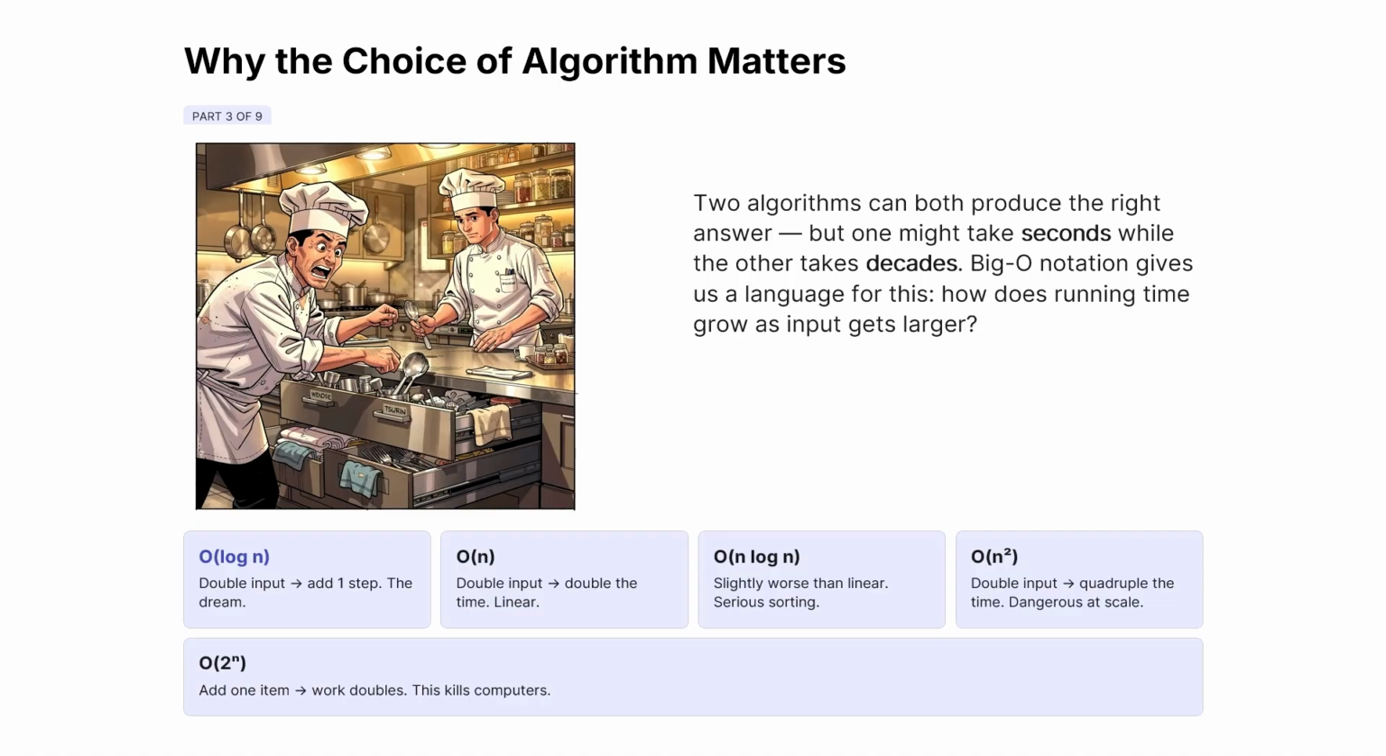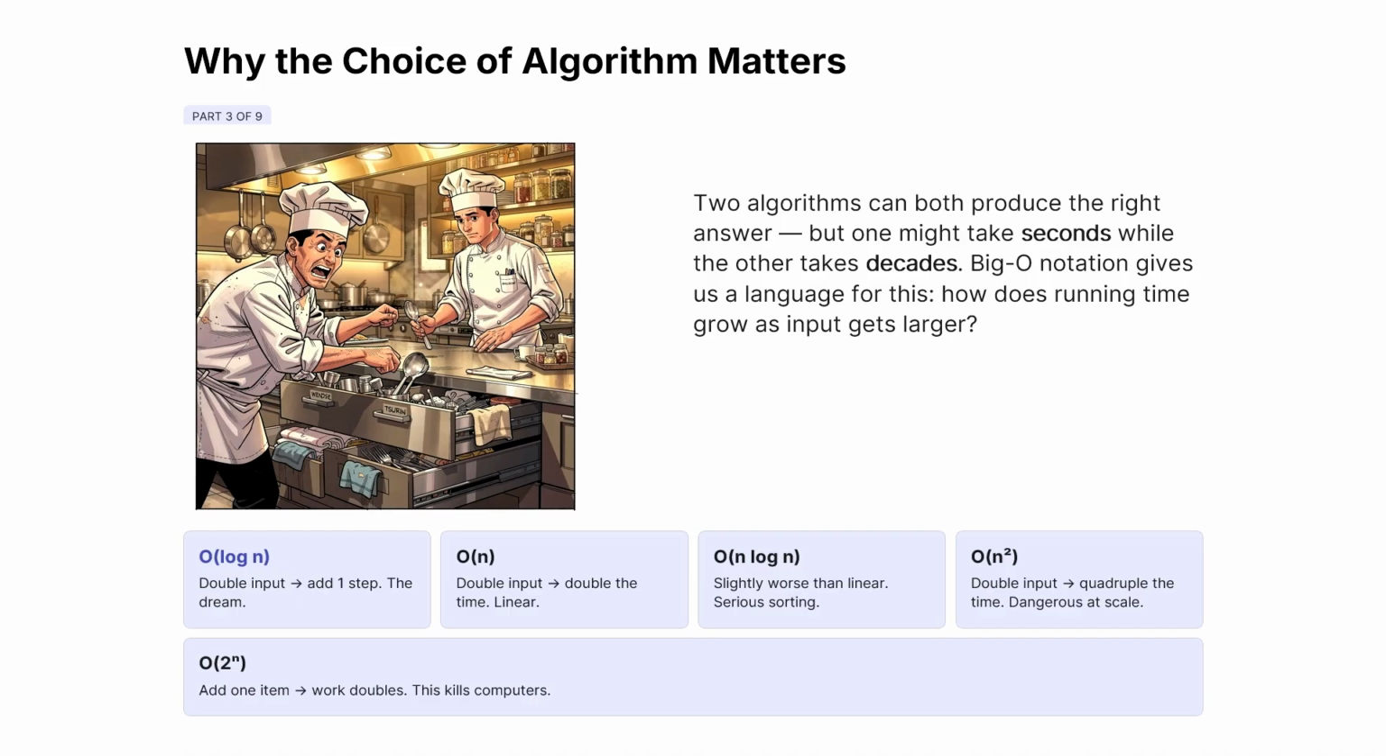Let's say 2 programs both get the right answer. Does it matter which algorithm you used? Oh, it absolutely does. Imagine 2 chefs searching for a spoon. One opens every single drawer in the kitchen, checks, closes it, moves on. The other immediately goes to the utensil drawer. Both find the spoon, but one took 45 seconds and the other took 2.